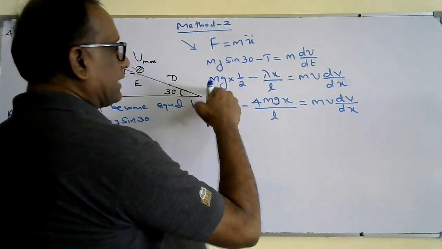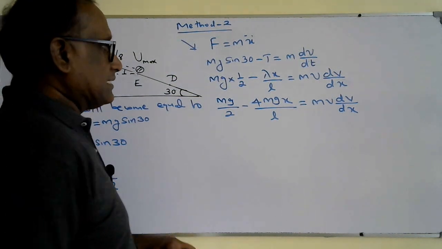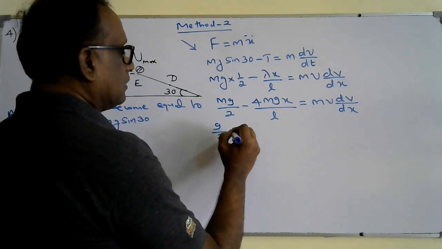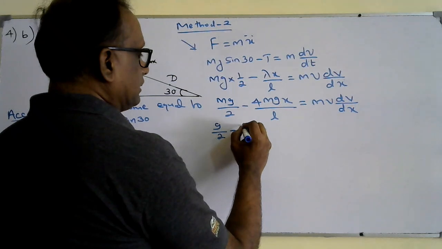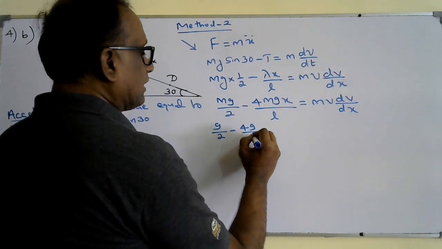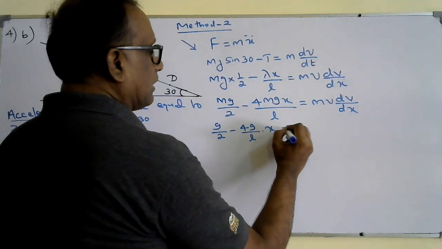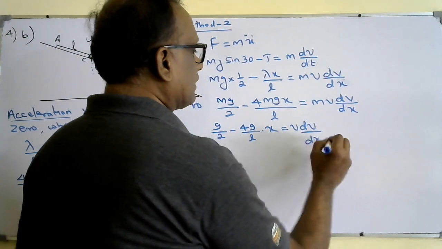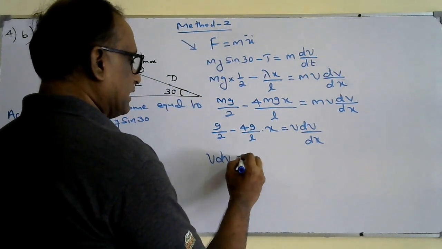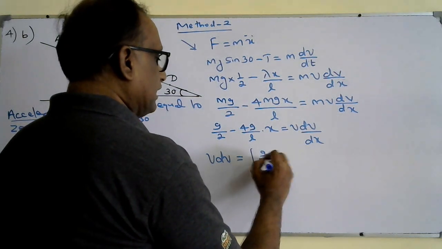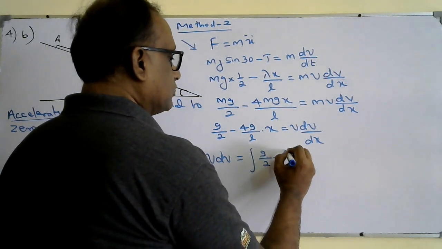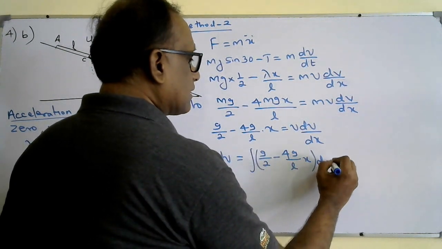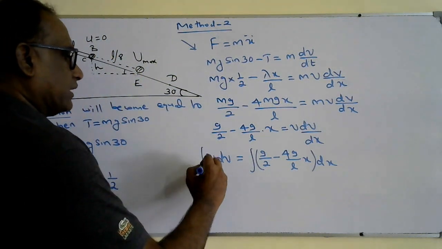All the m will get cancelled and we need to integrate it. So that means g by 2 minus 4g over L into x equal to v dv. Now we'll integrate it: v dv equal to the integral of g by 2 minus 4g over L x dx.